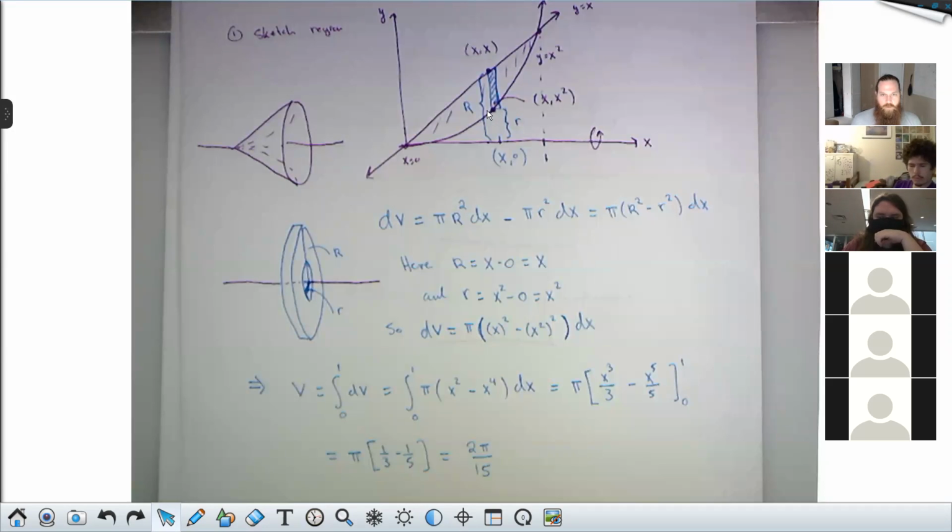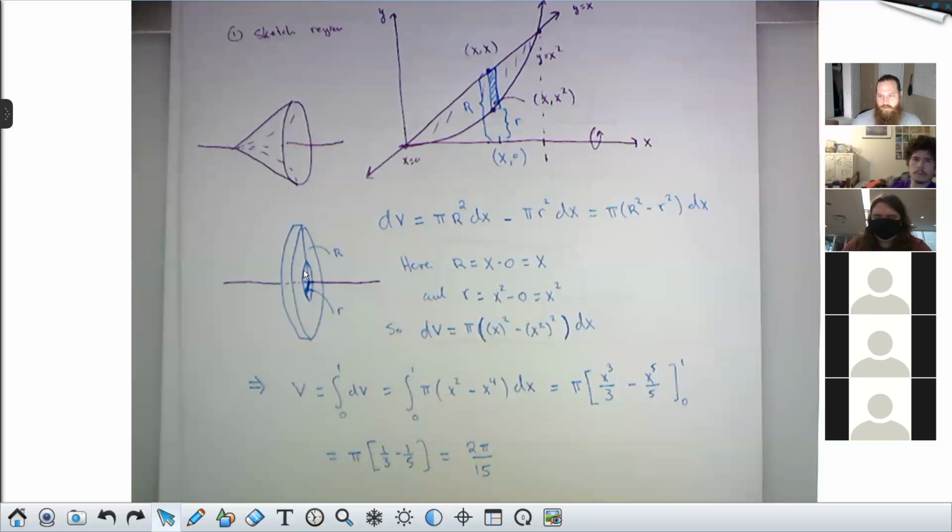Basically, the disk and washer methods are the same thing. It's just that in the disk method, little r is 0. So if your strip reaches all the way to the axis of rotation, then you don't have an inner radius and you just have a disk. But if the little strip doesn't reach all the way to the axis of rotation, like we saw in this problem, then you'll have a little gap here. And this little gap corresponds to this little gap. And that's how you get a washer rather than a disk.